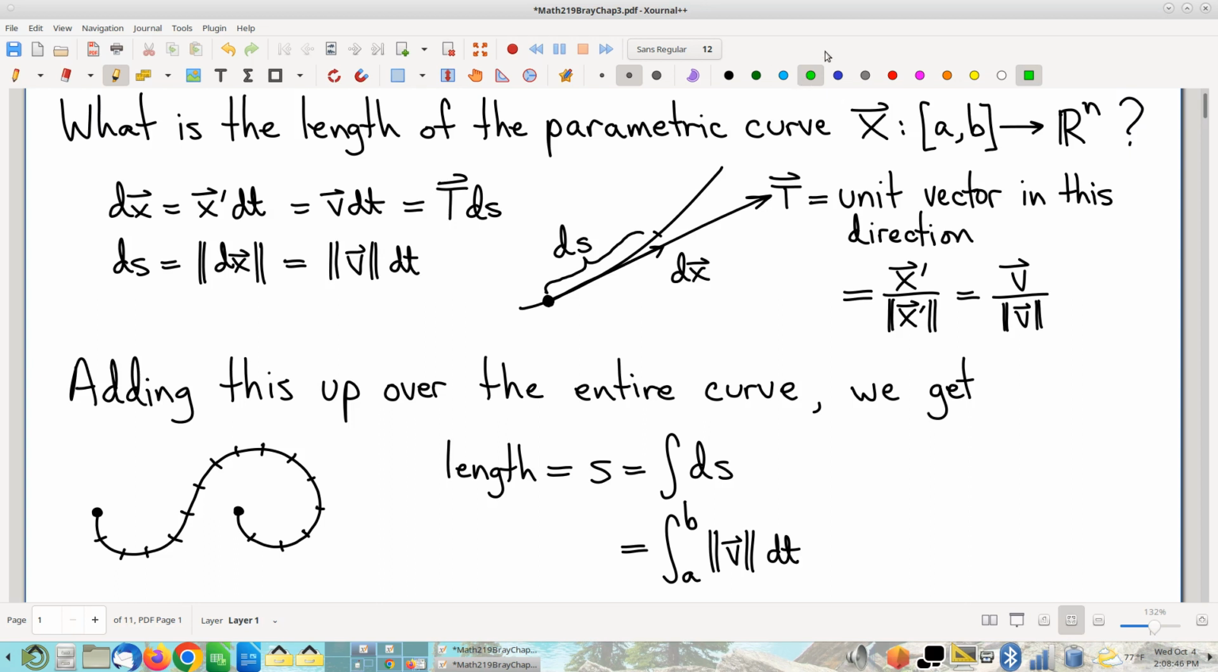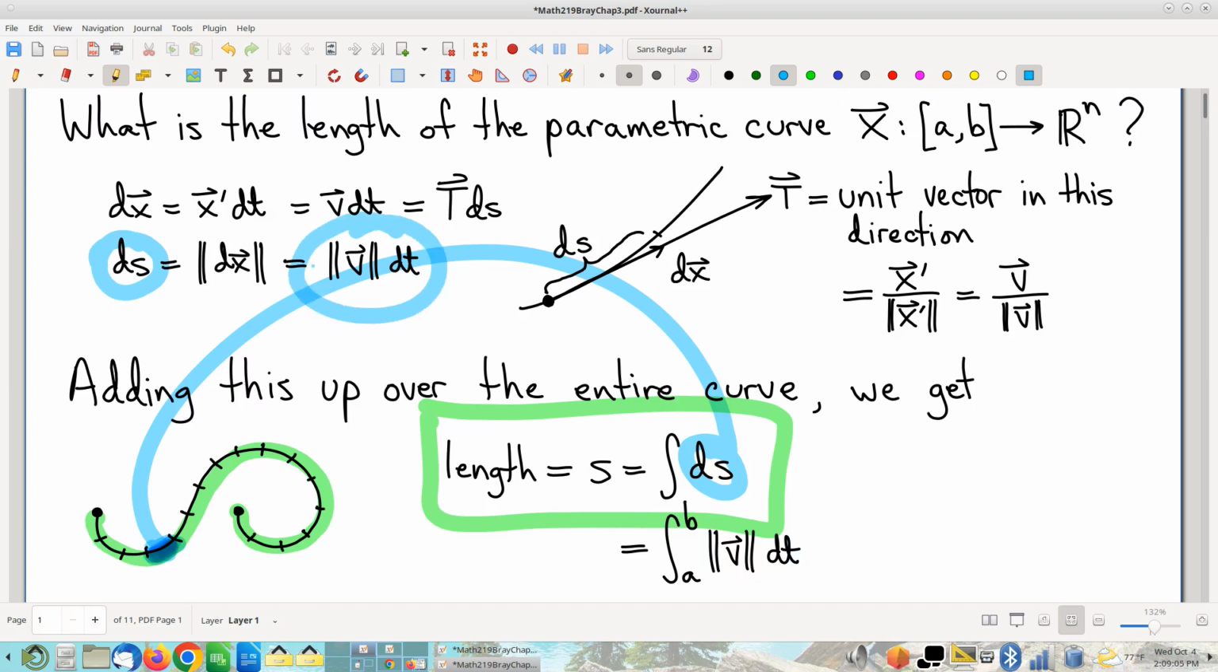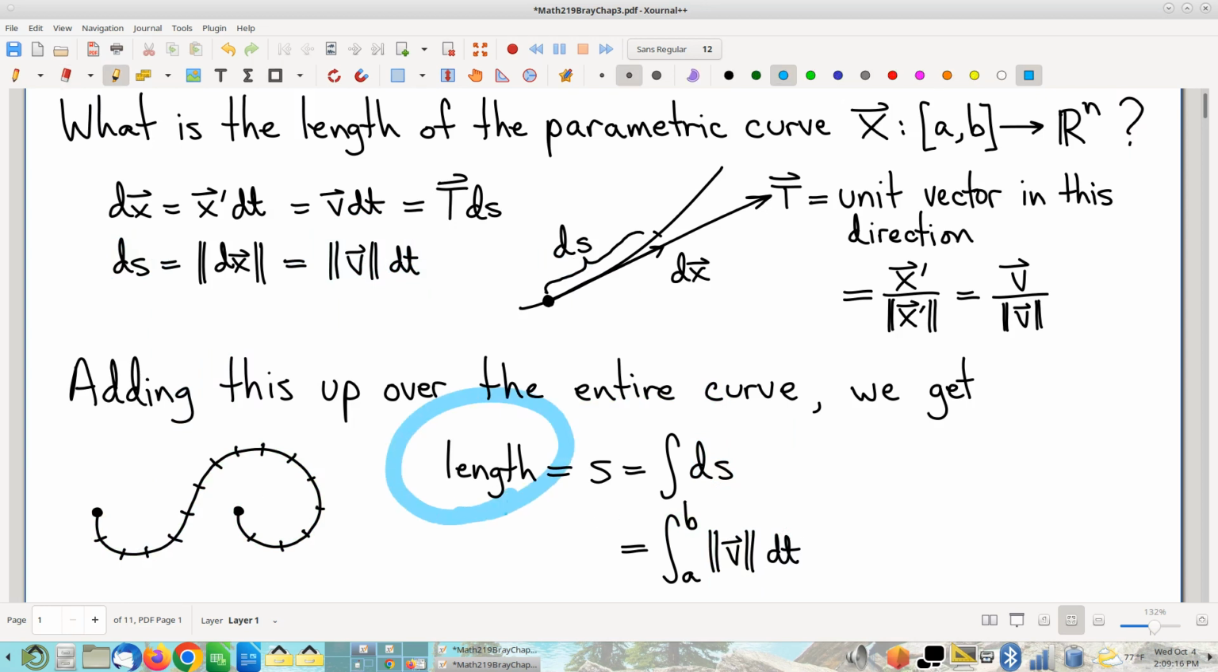Previously discussed, total length is a sum where we're adding up a bunch of these little lengths. Each one of those little lengths being, of course, magnitude of v times dt. And so here's our very convenient at this point formula for how to compute total arc length.